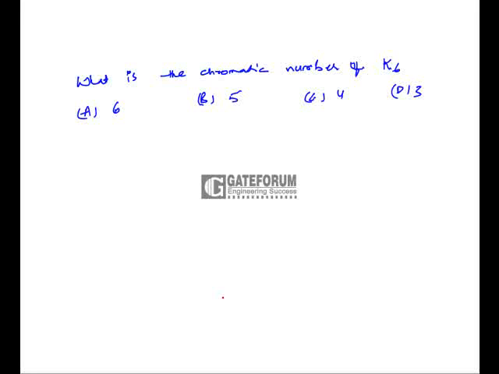And the chromatic number is nothing but the minimum number of colors required in order to color the vertices such that no two adjacent vertices will be getting the same color. Here, as all the 6 vertices are adjacent to each other, we need 6 colors. So chromatic number will be 6. So here the correct option is option A.